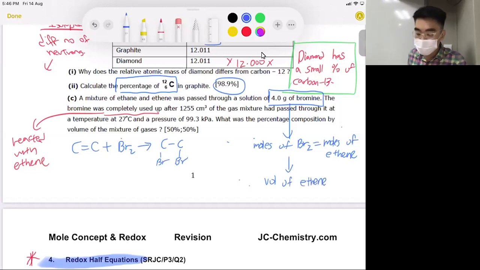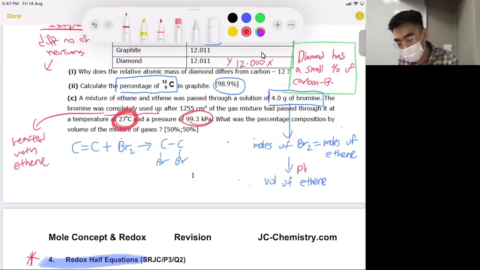But are you able to use 24 dm cube? In this case, you can't, because this is not at RTP or STP, so you can't use the 22 or 24. So you have to use these two values over here, 27 degrees and 99.3 kilopascals. Apply your PV = nRT.